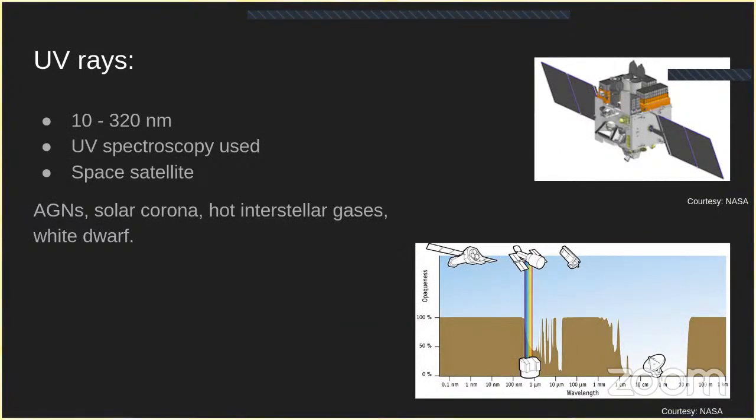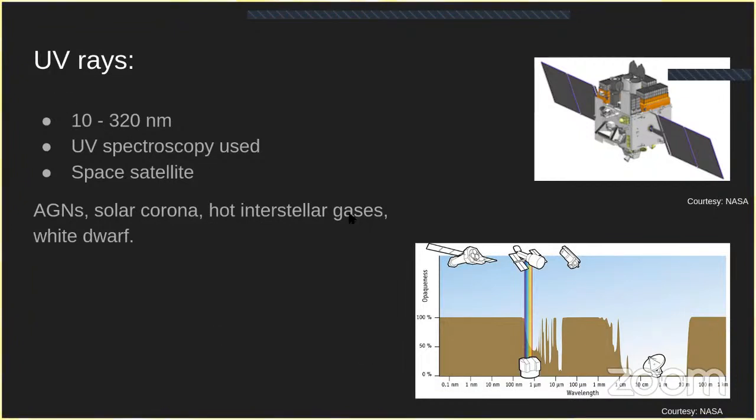The next in the list is UV rays. UV rays are nothing but ultraviolet radiation. You would have heard that it's bad for your skin. You can get skin burn because the sun emits a lot of ultraviolet radiation. This is radiation between 10 and 320 nanometers. So that's the wavelength range of ultraviolet.